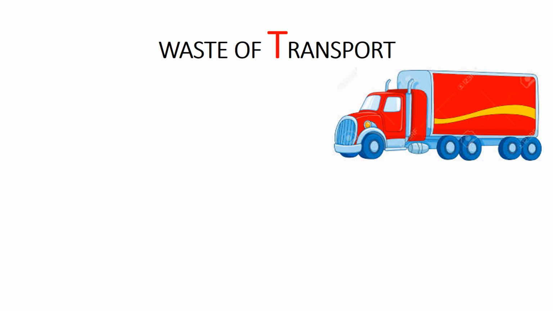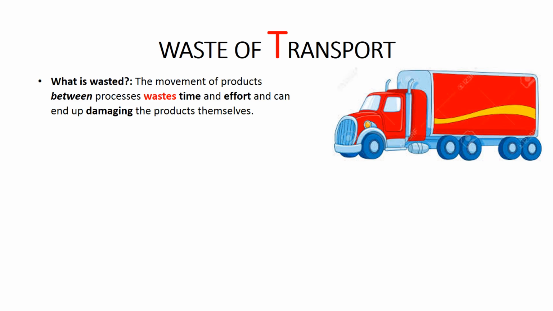You can complete the last 3 columns of the table in your summary books by summarising the information that I'll put on this slide about the waste of transport. First, what is wasted? Transport, that is the movement of products between processes, wastes time and effort and can end up damaging the products themselves.